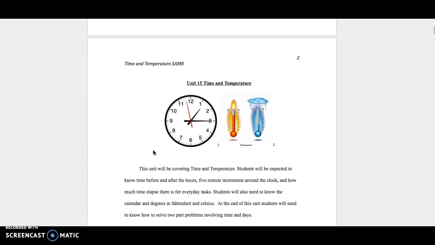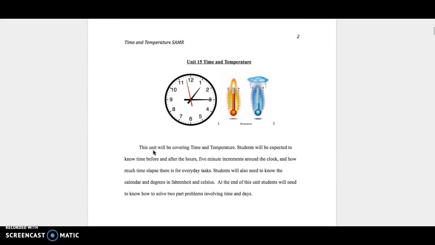So time and temperature, the few things that they need to know for this lesson is they need to know time before and after the hours, time down to 5-minute increments around the clock, how much time has elapsed during a day for everyday tasks. And then students also need to know the calendar, degrees, and Fahrenheit and Celsius. Students should be able to also two-part problem solve by the end of this lesson.